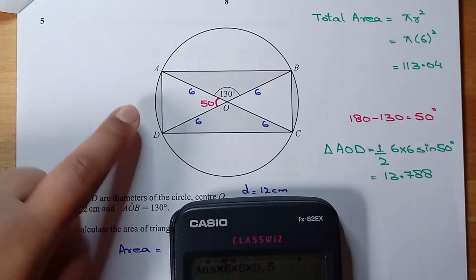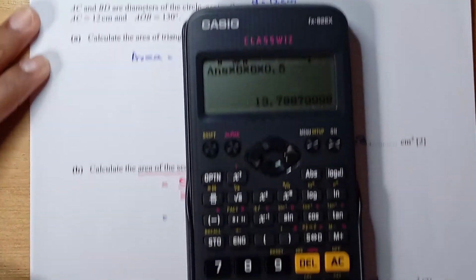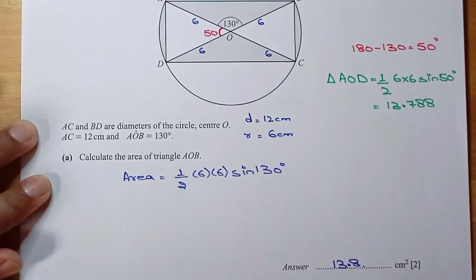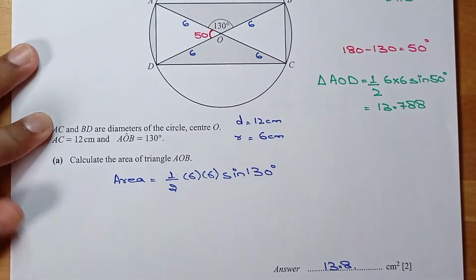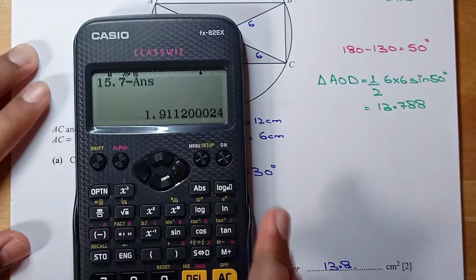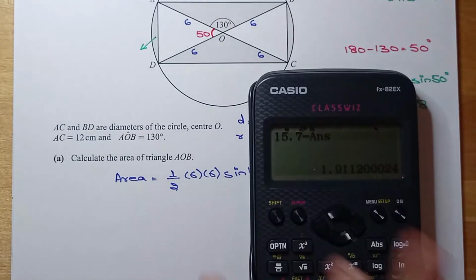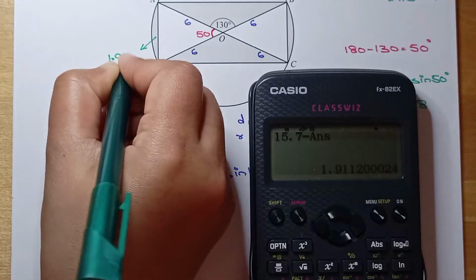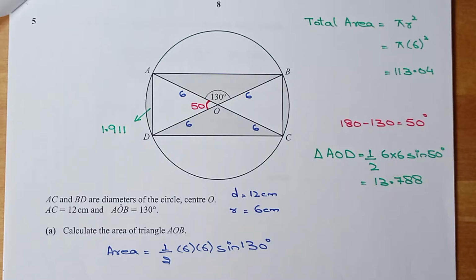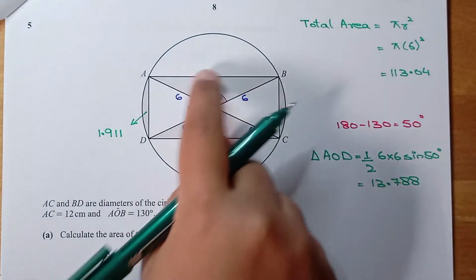We can subtract this area from the whole sector because this triangle is not shaded. As we know, the whole sector area we got from the B part is 15.7, right? So subtracting, we will get the shaded area. So this shaded area is 1.911, right? So the total area we got is 113.04.